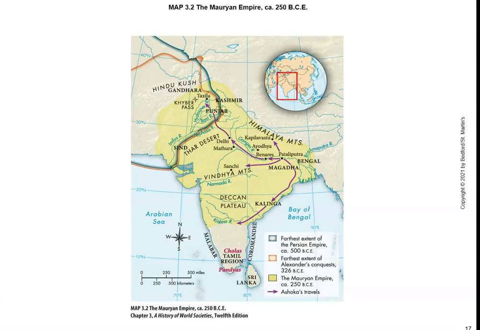Just to give you an idea here, you guys probably know, or if you don't, I love maps. So the furthest extent of the Persian Empire, you can see it right here, this blue line. Furthest extent of Alexander's conquest, in the orange there. This is the Mayuran Empire. We're going to talk about Ashoka's travels in a few minutes.